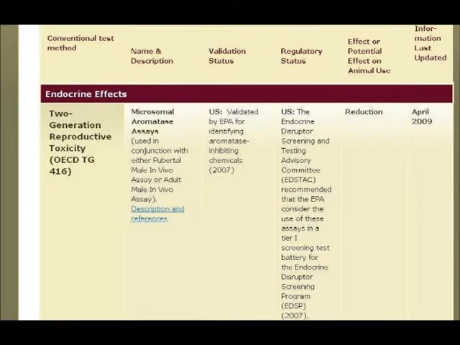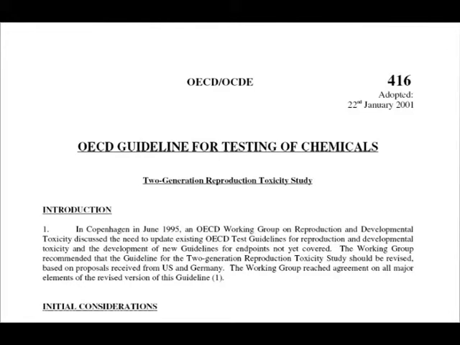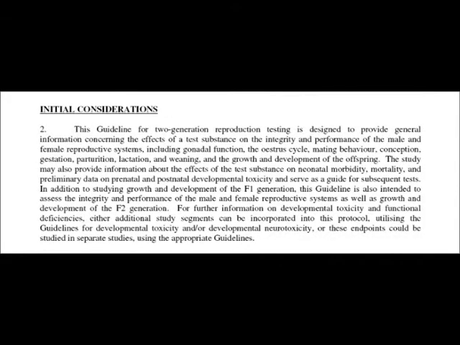This slide, taken from Canadian Council on Animal Care, shows the conventional test method in the left-hand column. It reads, Two-Generation Reproductive Toxicity, OECD TG416, and that is the test we're going to look at now. OECD test 416 is an animal test. It involves testing substances on rats for 2 generations to see what effects these chemicals or other substances will have on the rats. This slide concerns itself with the initial considerations of the test.